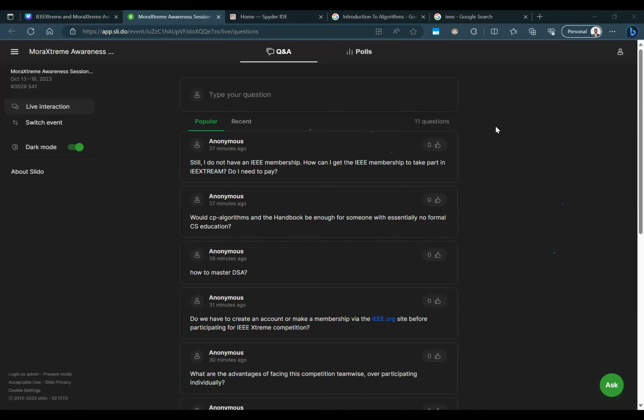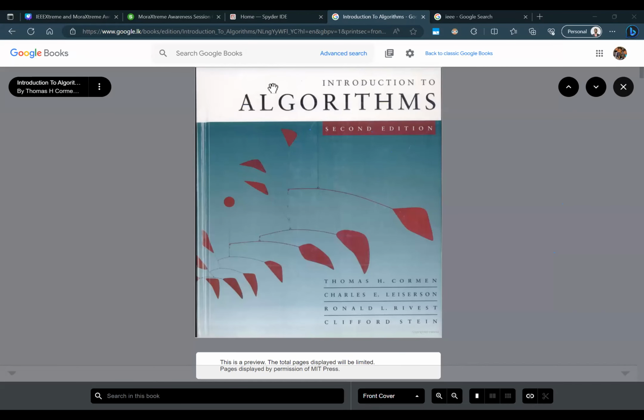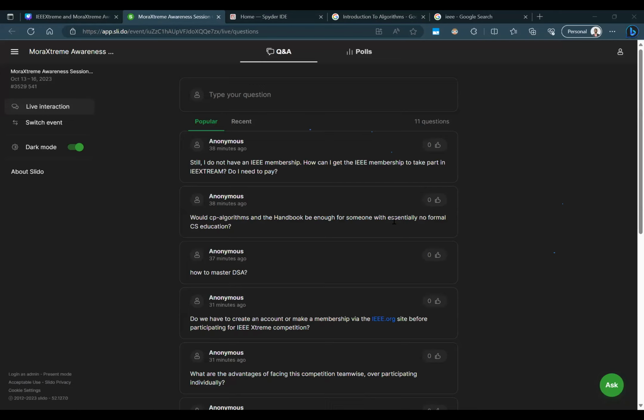I would say I had essentially no formal CS education. I think so. You will have to learn a programming language separately and be fluent, but the computer science concepts you will be able to learn from the handbook and CPU algorithms and this Introduction to Algorithms book. This is a book from MIT, and in the data structures and algorithms module that was done for us in our university, they use this book as the reference as well. So I think you can use that book, CPU algorithms and the handbook to get a good grasp and really learn these algorithms and data structures. But fluency in the programming language, you need to get from other sources.